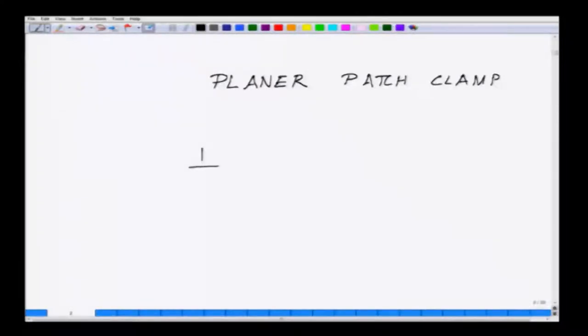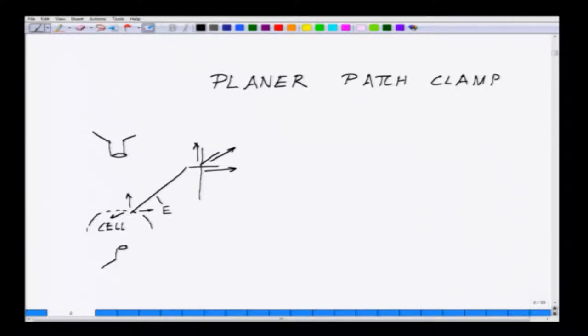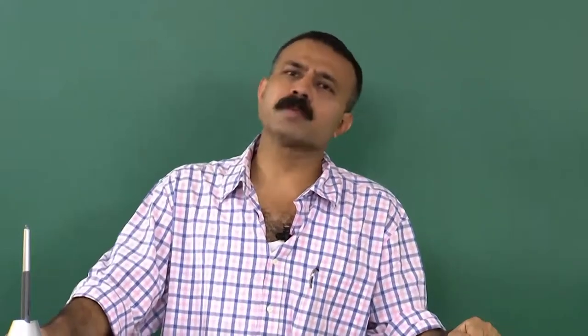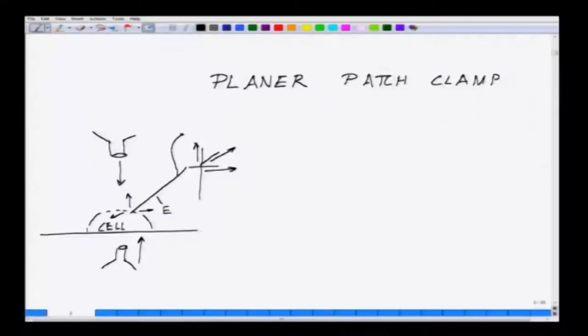If this is your micromanipulator, this is where the electrode is connected. This can move like this, like this, all the possible movements are possible. And here you have the cell, this is your cell, and this is your electrode E, and this electrode can move up and down. And you are observing all these things using a microscope either from top or from bottom, depending on where your sample is. If your sample is on a transparent sheet, you can see it from the bottom or you can see it from the top. And logistically speaking, this is a very cumbersome procedure, and it becomes even more cumbersome when you have to give a suction pressure.